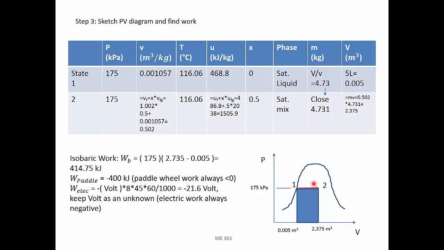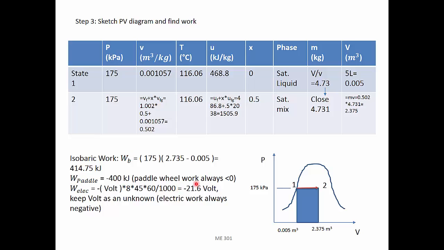My boundary work then can be found using the area under the curve here. The area actually is a rectangle. It is relatively simple to find the area of a rectangle. Its height is 175. Its width is the difference of the 2 volumes. After plugging the numbers, we found that the boundary work is 404.75 kilojoule.